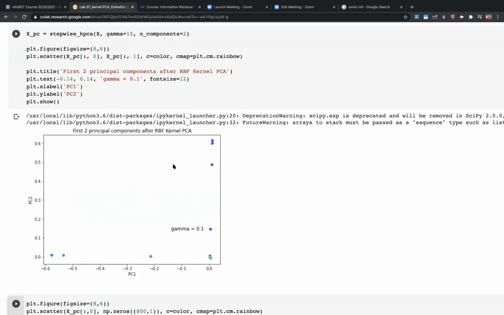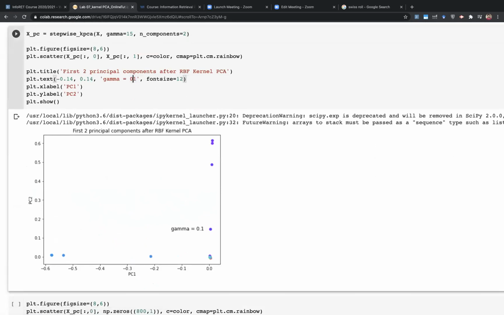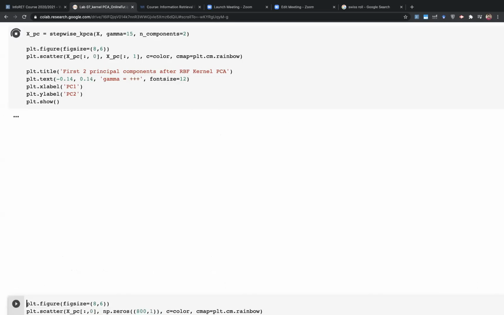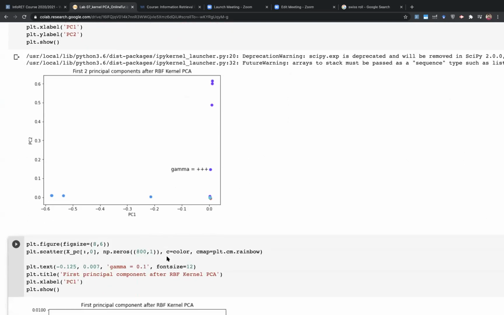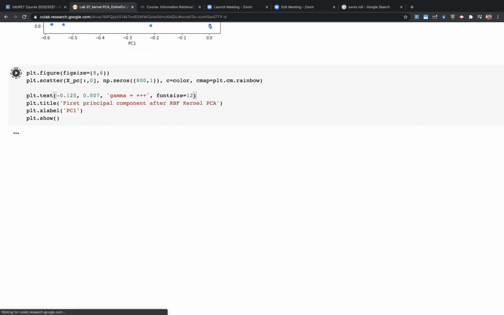With gamma equal to 15, okay, let's also change the legend. Okay, I'm not going to change the legend. I'm just saying plus plus plus because we are going to try different gamma values. So you can see that something is happening here, right? But we are not sure what's happening. So let's go and see the first principal component and how good the distribution of the classes is there.